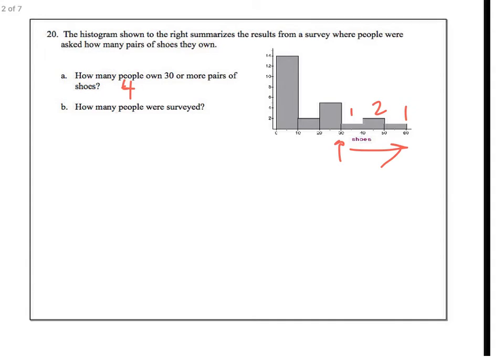How many people were surveyed? That means we have to add up all of them. So there's 14 people here. That looks like about 2. And that one looks like it might be 5. So let's add all of those up. Looks like 25 people total were surveyed.